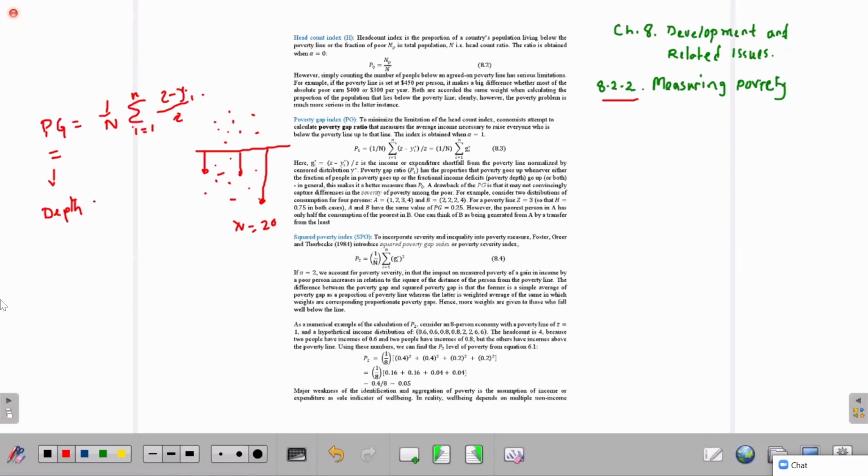But still, this is not sufficient. We need to know how severe the poverty is. We cannot know how severe the poverty is from this equation. The severity of poverty is related to vulnerability.